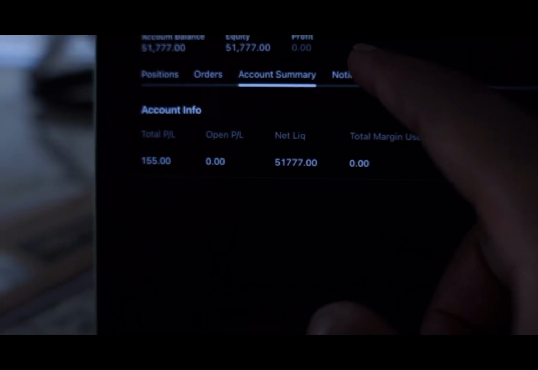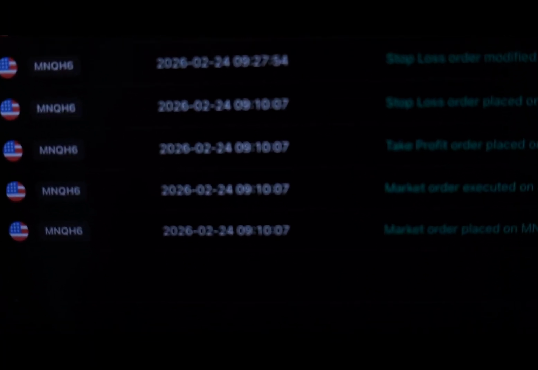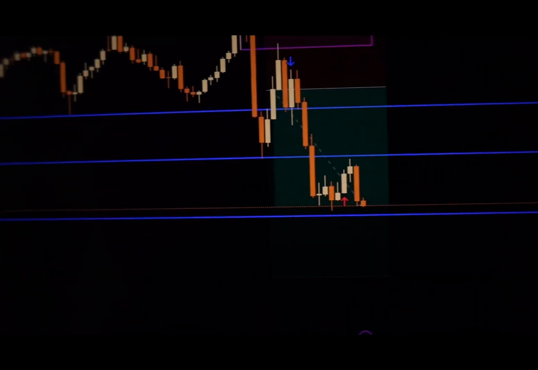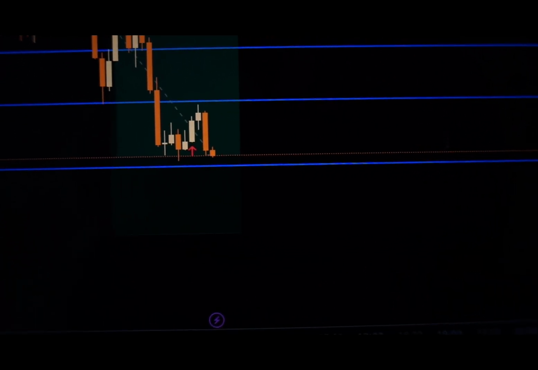I'm done trading for today. I'm not going to get back in. I was in that trade for about 40 minutes. About 40 minutes. And as you see, it's still going down.